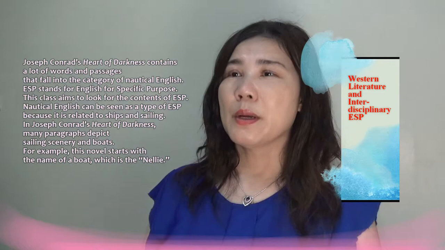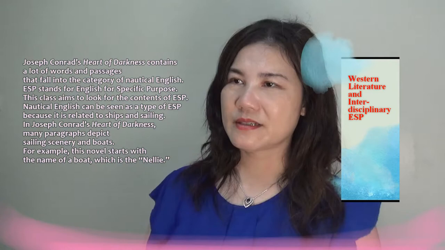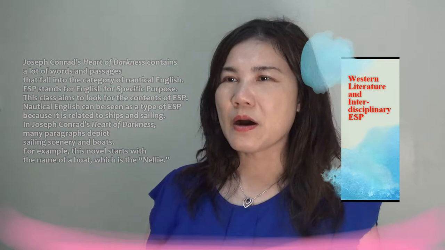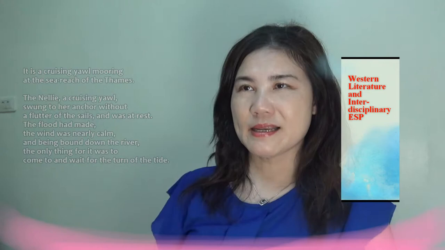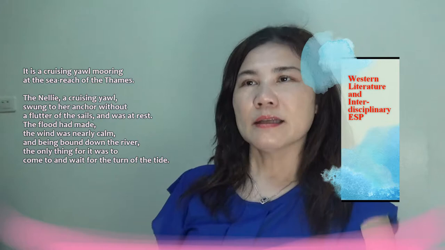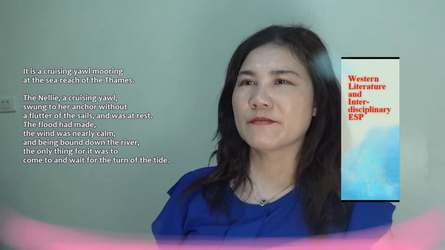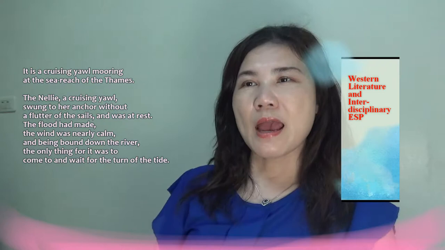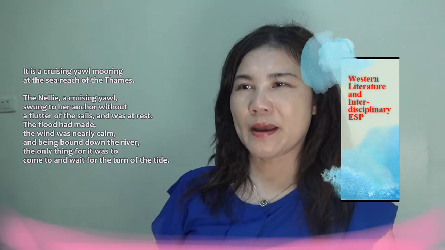In Joseph Conrad's Heart of Darkness, many paragraphs depict sailing sceneries and boats. For example, this novel starts with the name of a boat, which is the Nelly. It is a cruising yawl mooring at the sea reach of the Thames. The Nelly, a cruising yawl, swung to her anchor without a flutter of the sails and was at rest. The flood had made. The wind was nearly calm, and being bound down the river, the only thing for it was to come to and wait for the turn of the tide.